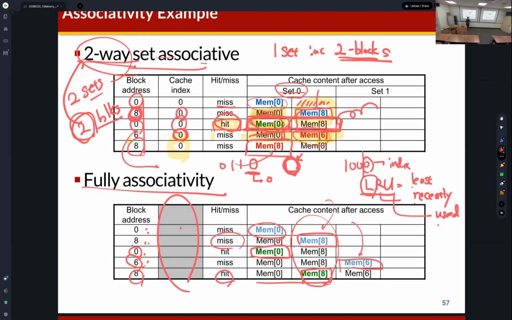So this example shows that if we use the fully associative cache, then we can use the blocks of the cache, so the space of the cache, more efficiently. So we can reduce the cache miss rate. But as I mentioned, a fully associative cache requires many comparators. So the number of comparators is equivalent to the number of cache blocks. So it's very expensive.